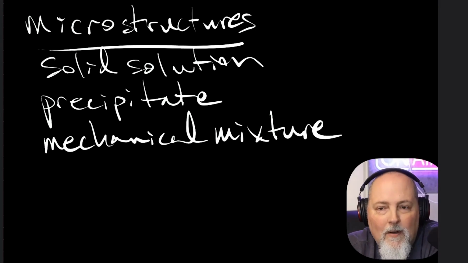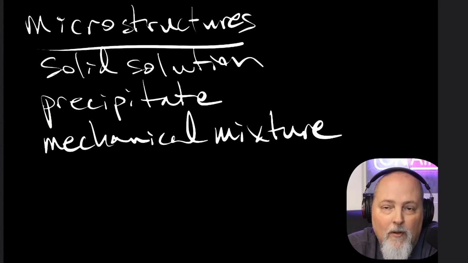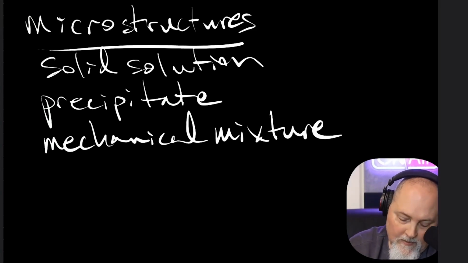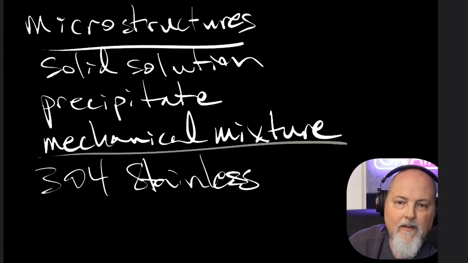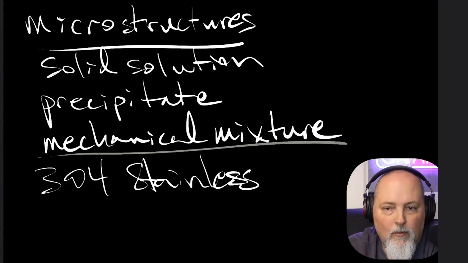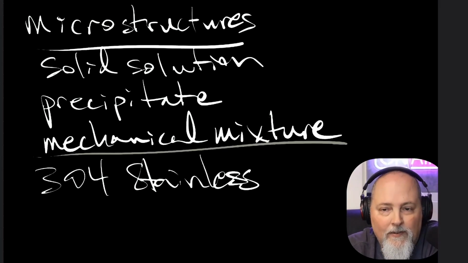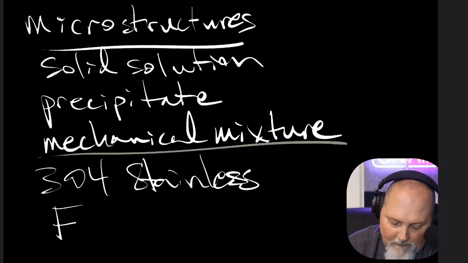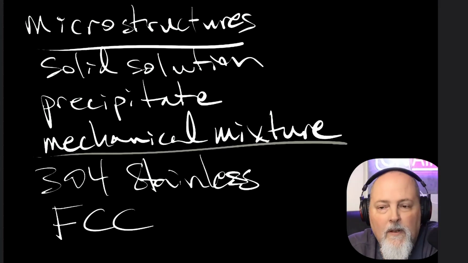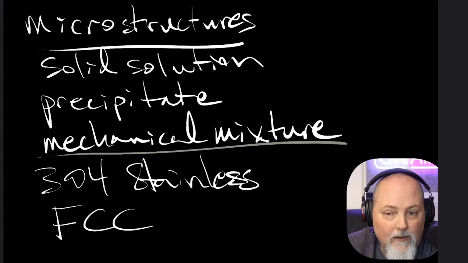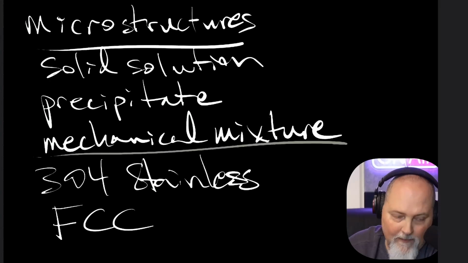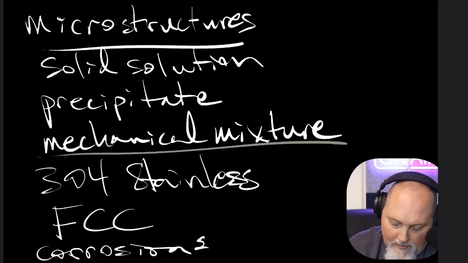So let's talk about two major desirable properties of something called Type 304 stainless steel. 304 stainless steel is highly corrosion resistant and has a high strength and a high toughness. 304 stainless is an FCC, face-centered cubic structure, highly ductile, but the main desirable property is corrosion resistance and toughness.